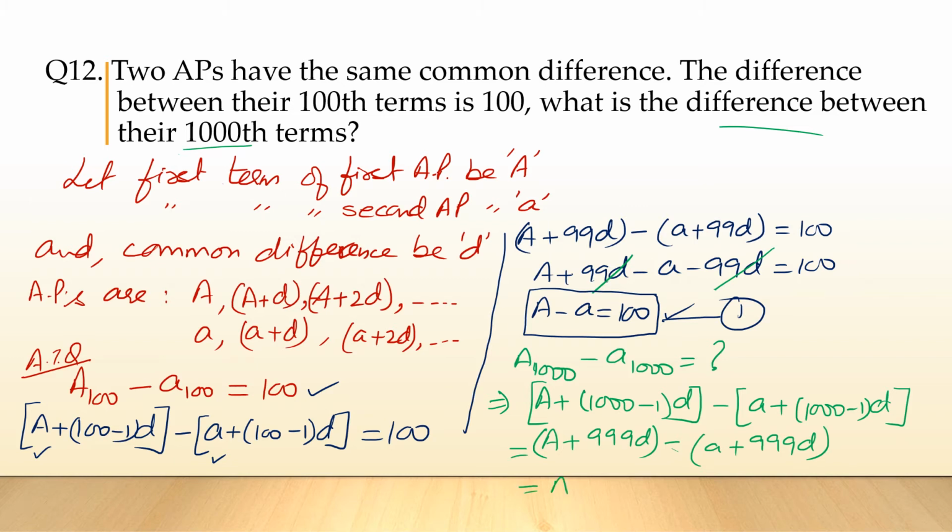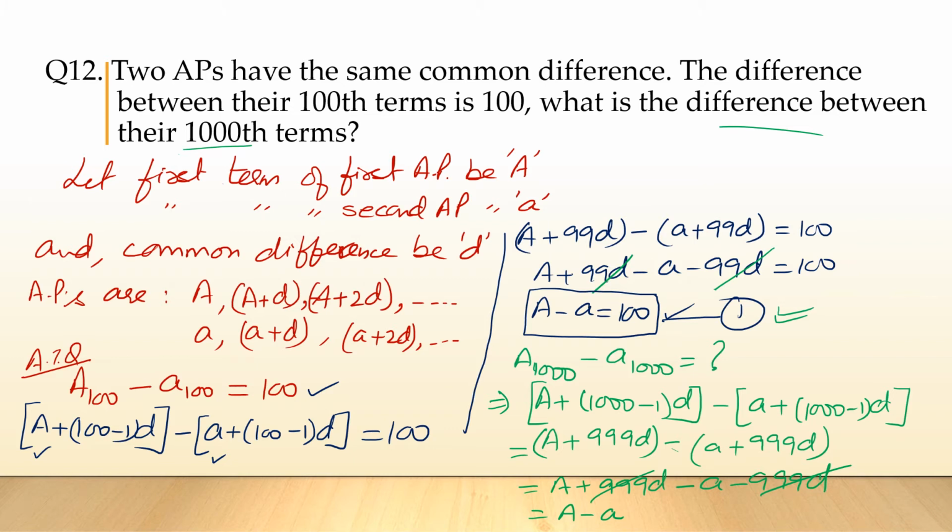So let's open the bracket. There is a negative sign, तो अंदर sign change हो गए, ये cancel हो गए. So we have A minus a, right? So A minus a की वैल्यू हमारे पास क्या थी? 100.